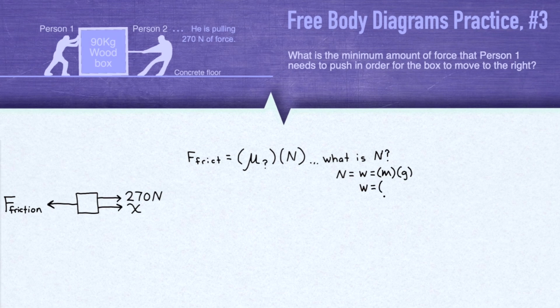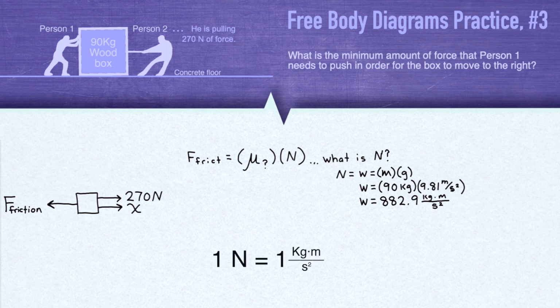So since this question is in metric or SI units and we're dealing with newtons, I'm going to use 9.81 meters per second squared because that's the units that we're dealing with. So 90 kilograms times 9.81 meters per second squared is going to come out to be 882.9 kilogram meters per second squared. And since 1 kilogram meter per second squared is equal to 1 newton, 882.9 kilogram meters per second squared is going to be 882.9 newtons.